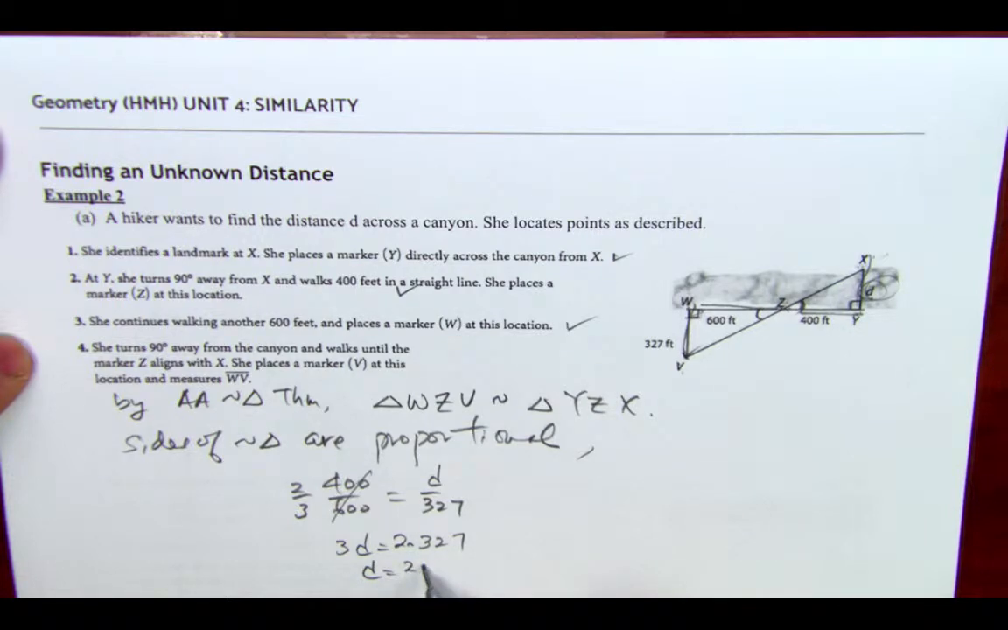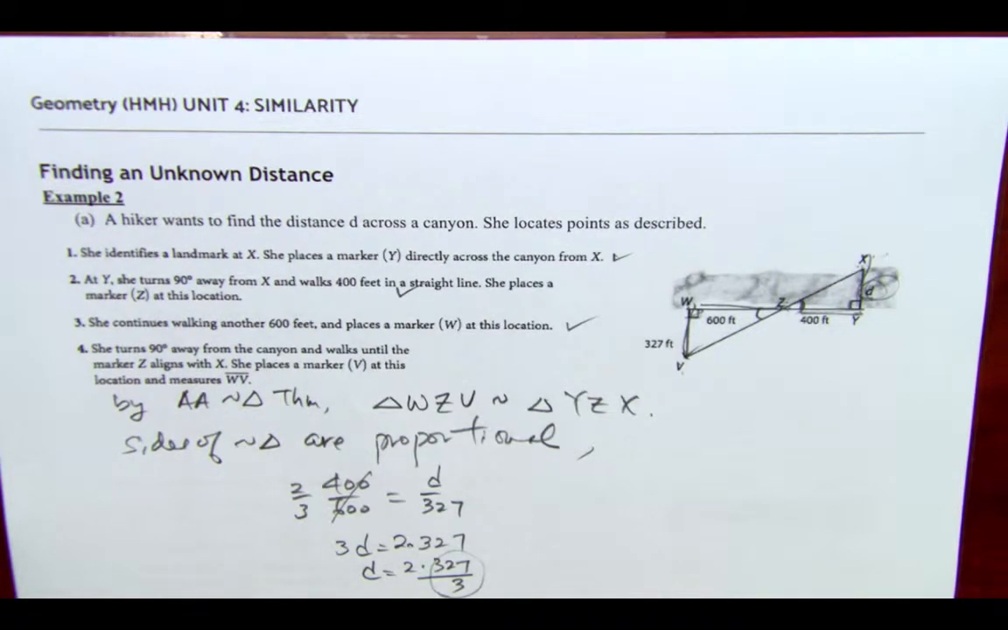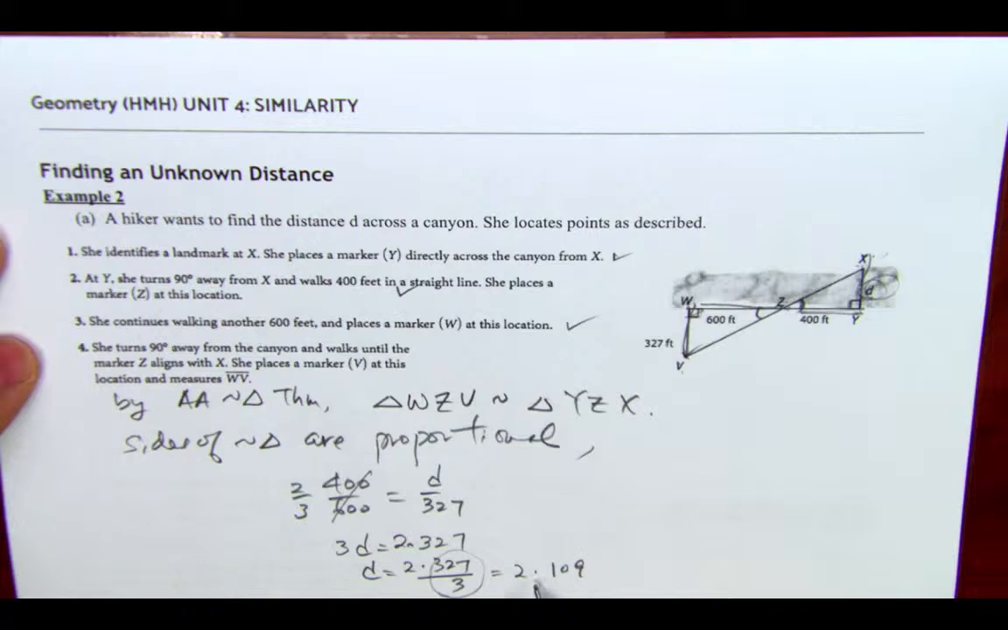So divide by 3. If you do a long division over here, guys, that should work out, shouldn't it? Yeah, so that I believe is 109, right? So when you multiply these two again, that's 218.